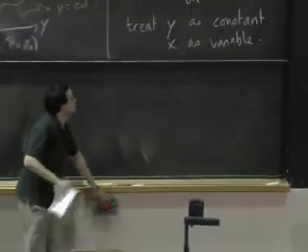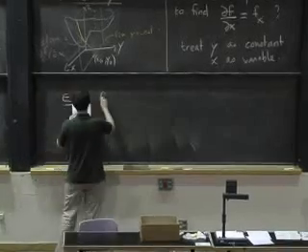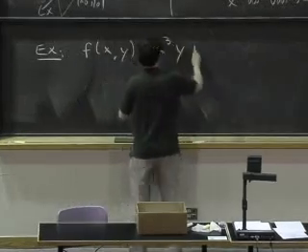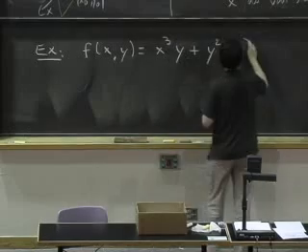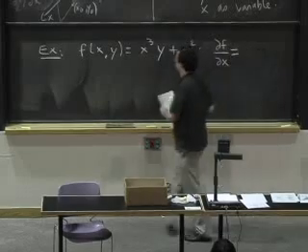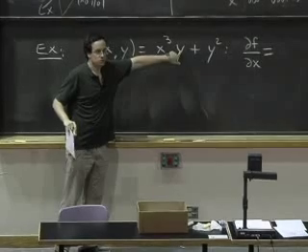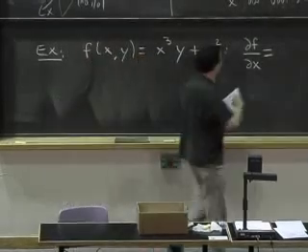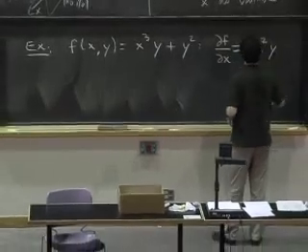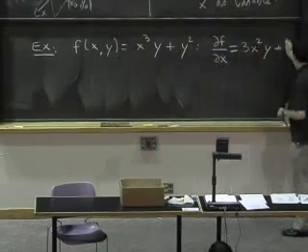Let me just finish with one quick example. Let's say that I give you f(x, y) equals x³y plus y². Then for ∂f/∂x, let's take the derivative. Here it's x³ times a constant. The derivative of x³ is 3x² times the constant, plus the derivative of y², which is 0, because it's a constant.